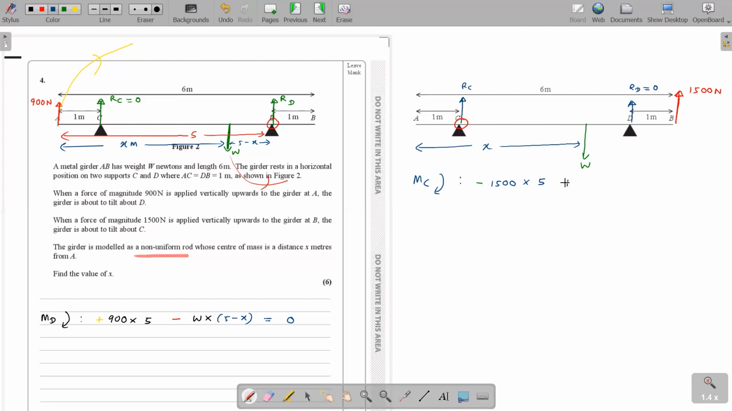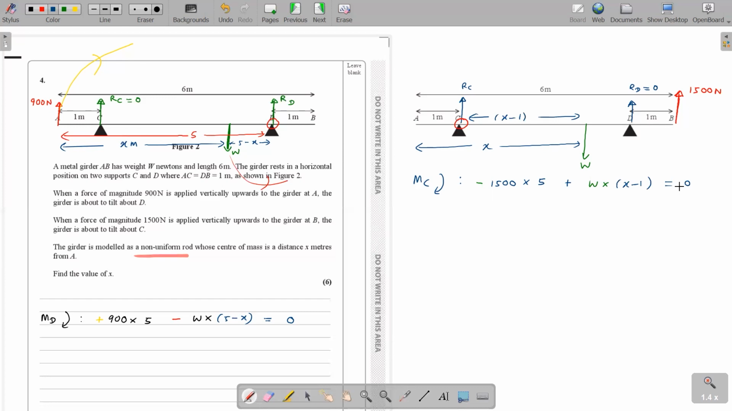And then plus the W is giving a clockwise moment. Is that correct? W gives a clockwise moment around C. That's why it's plus. W into how much is the perpendicular distance from W to C? This whole distance is X. What's this distance, C to the point W? It's going to be X minus 1, right? Because this full distance is X and this is 1 meter. So W into X minus 1 gives a clockwise moment. So all of this equals 0.